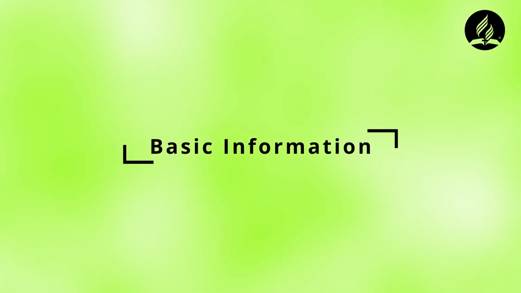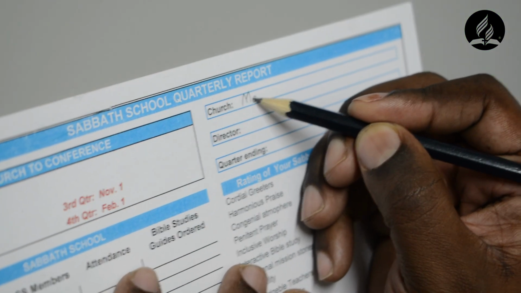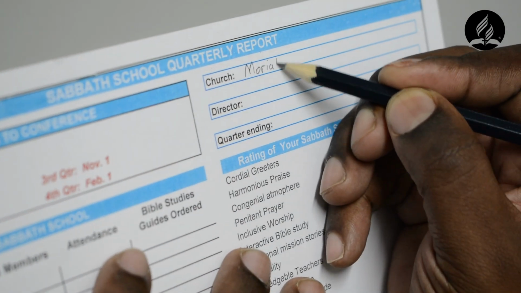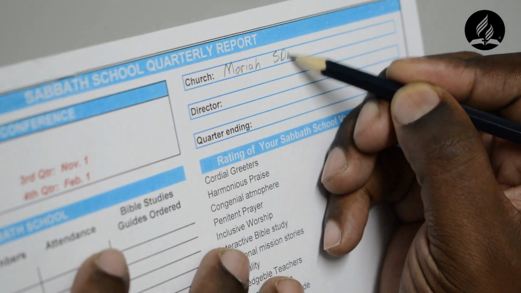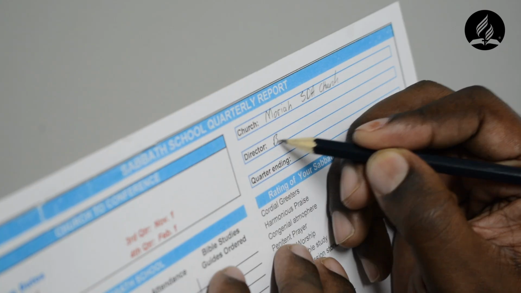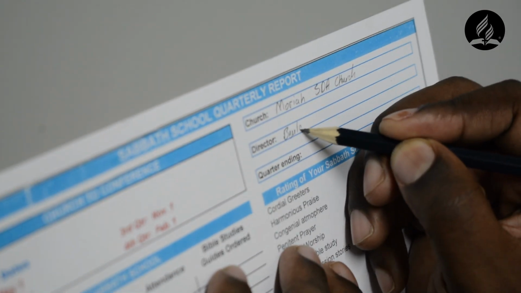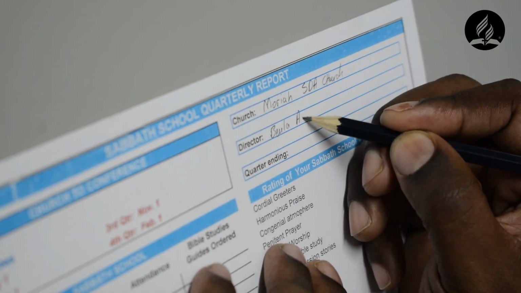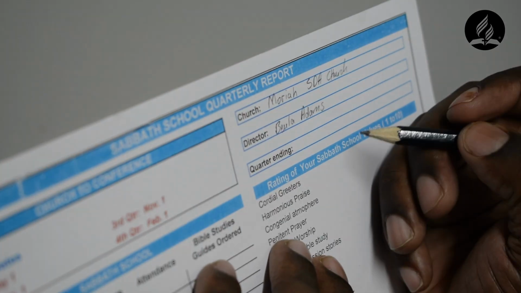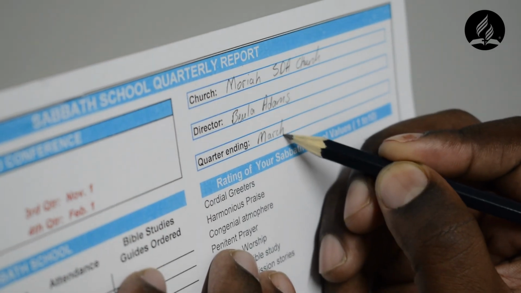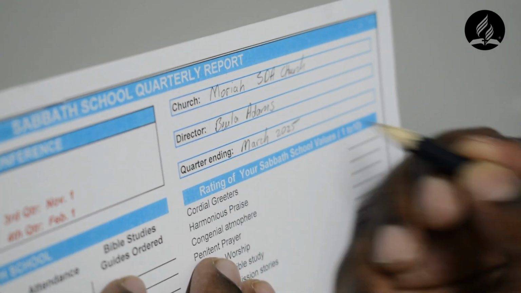Section 1, Basic Information. Begin by writing the name of your church and selecting the quarter ending you're reporting for. Also take note of the due dates. First quarter, the due date is May the 1st. Second quarter, August 1st. Third quarter, November 1st. And fourth quarter, February 1st.